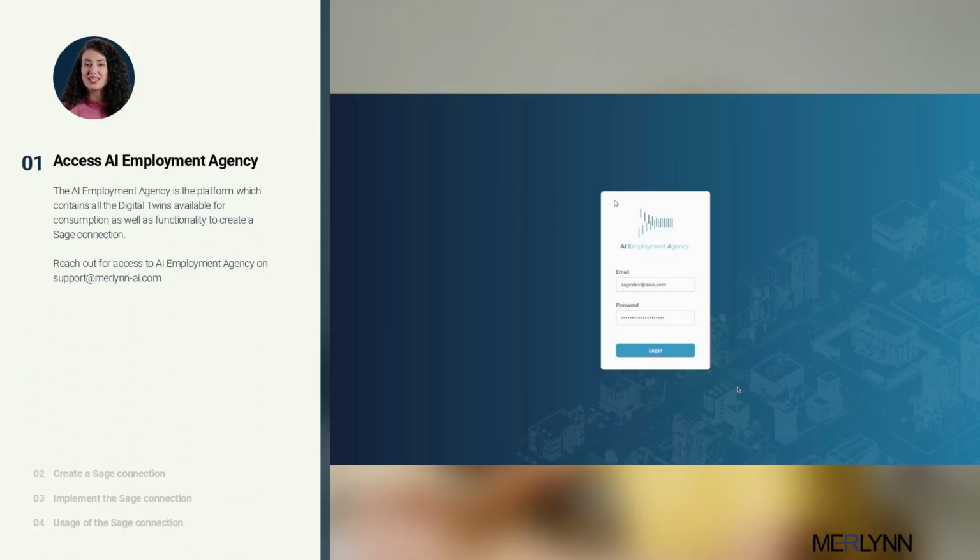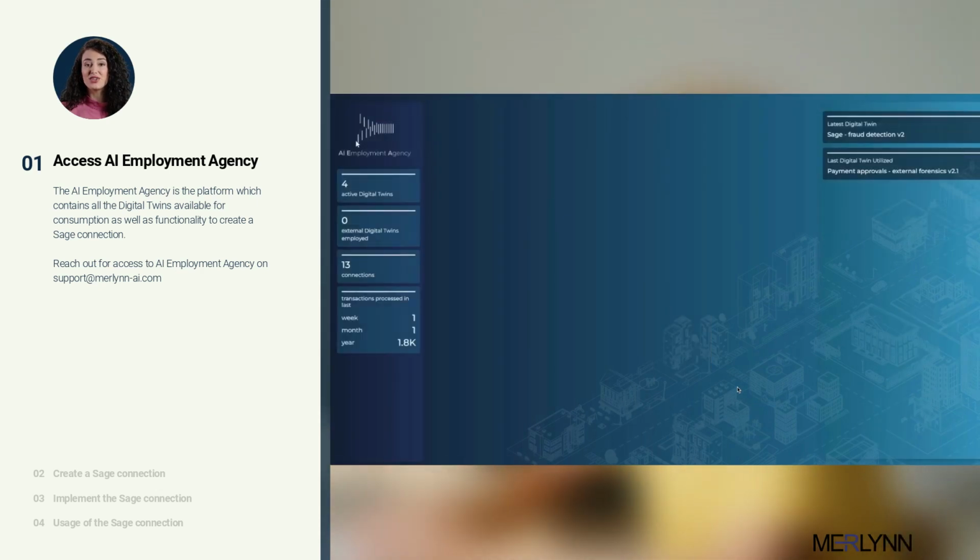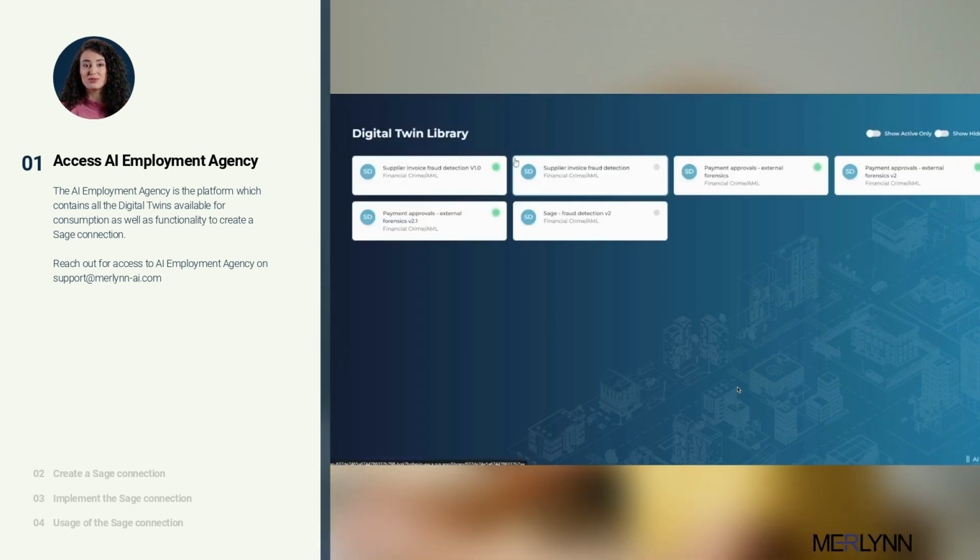Merlin's AI Employment Agency is the platform which contains all the digital twins available for consumption as well as the functionality to create a Sage connection. Log into your instance of AI Employment Agency to access the library of digital twins available. If you do not have access to AI Employment Agency, reach out to Merlin for access on support@merlin-ai.com.